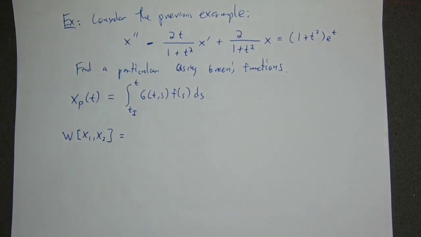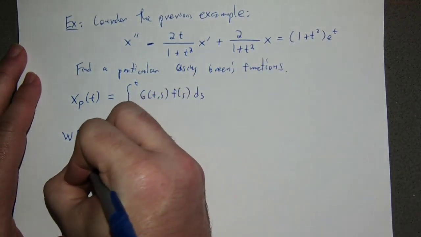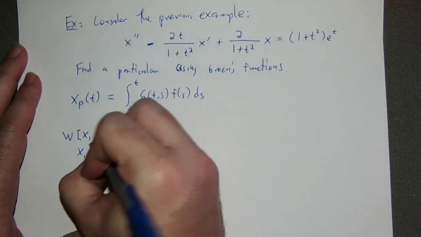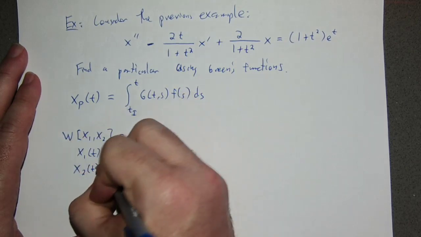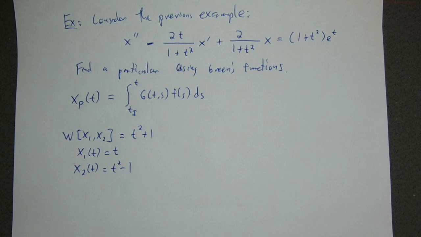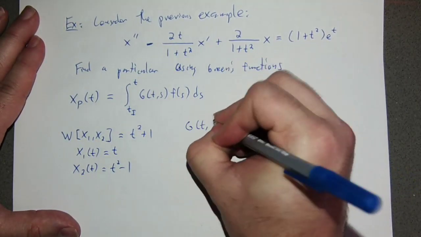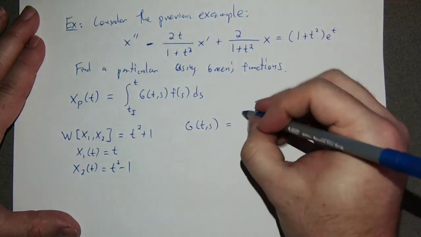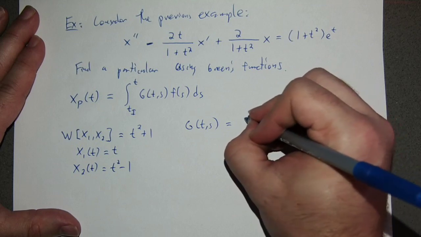So we had already computed the Wronskian of x sub 1, x sub 2. Let's go back, I forgot what it was. Oh, 1 plus t squared, that's what it was. So this was t squared plus 1. X sub 1 of t is t, and x sub 2 of t is t squared minus 1, I believe. Let me make sure. Pretty sure that's the case. Yep. Okay.